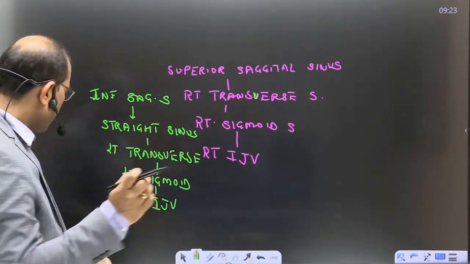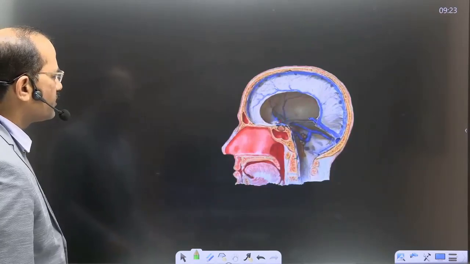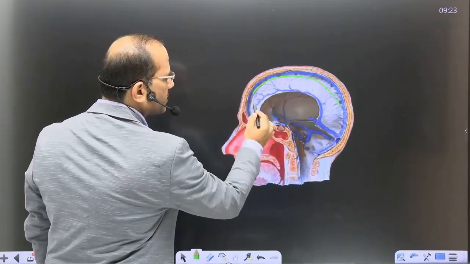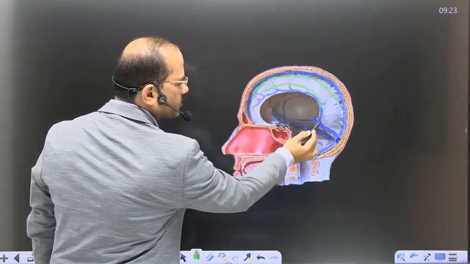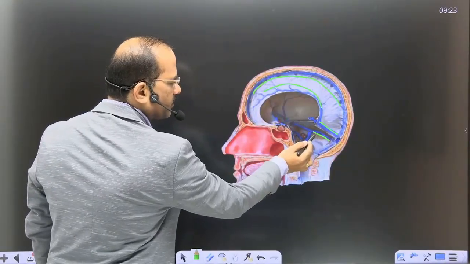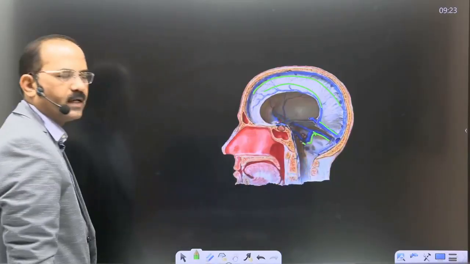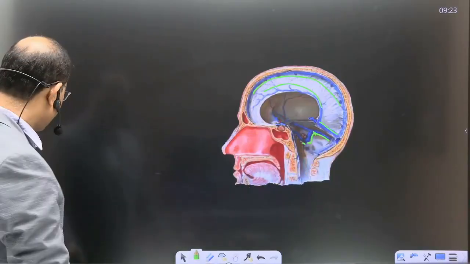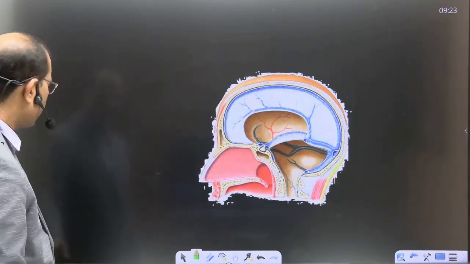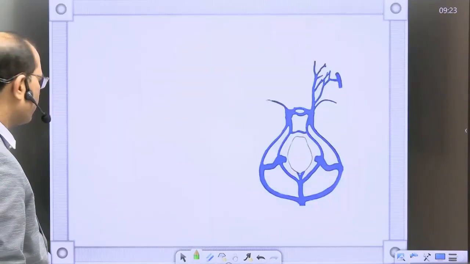Now we come to the largest sinus. Have a look at this. Okay, so what is this? That's the superior sagittal sinus. That's the inferior sagittal sinus. This becomes the straight sinus. So the superior sagittal sinus becomes the right transverse, the right sigmoid, and the right internal jugular vein. Clear? Now we come to a big sinus here. We come to a very large sinus.